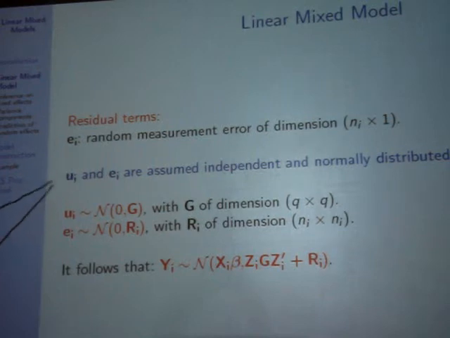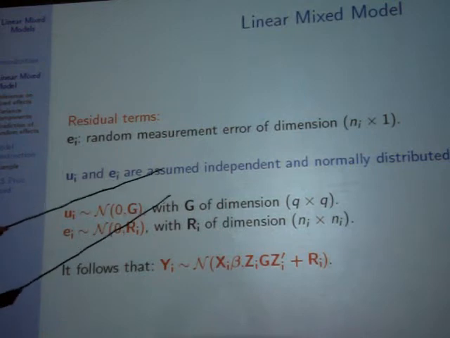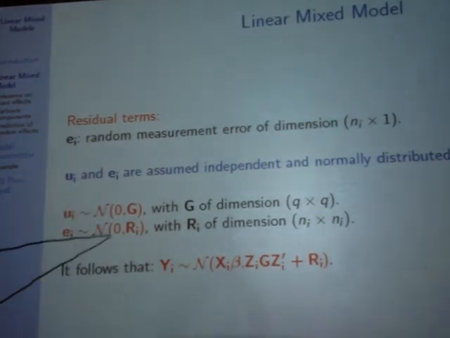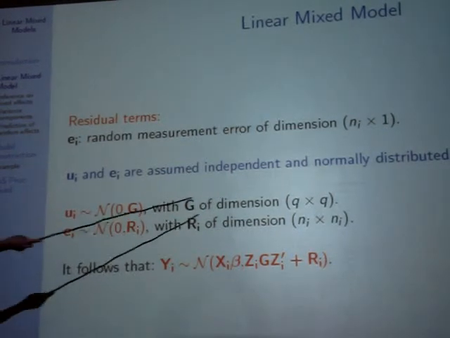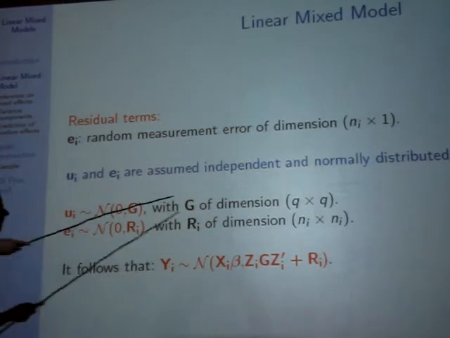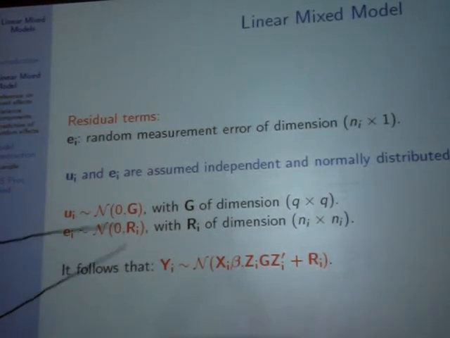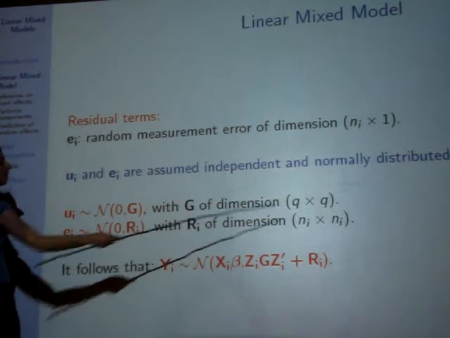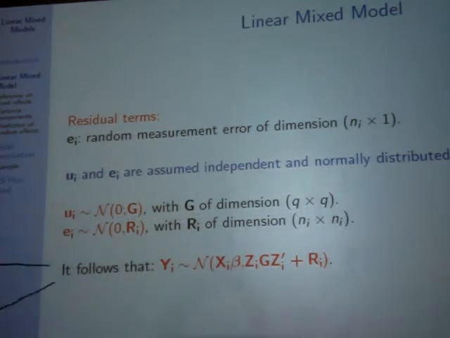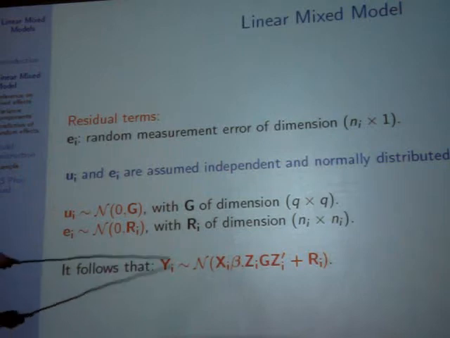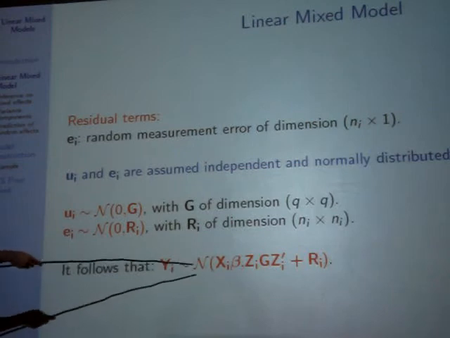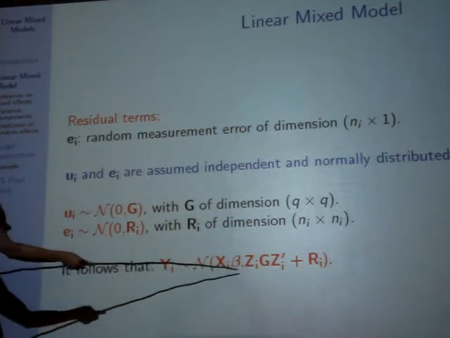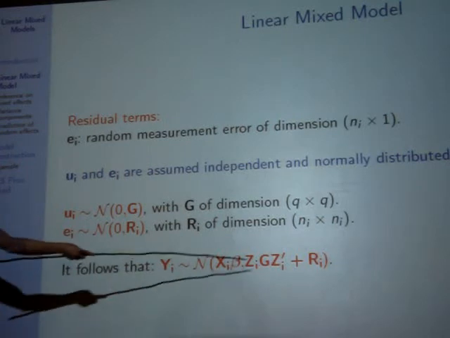The random effects ui and the residuals ei are assumed independent and normally distributed with mean 0, and variance covariance G for the random effects, which is of dimension q times q, and Ri for the residuals. So Ri is of dimension ni times ni. It follows that the observations yi for individual i are normally distributed with mean xi beta and variance covariance Zi G Zi prime plus Ri.